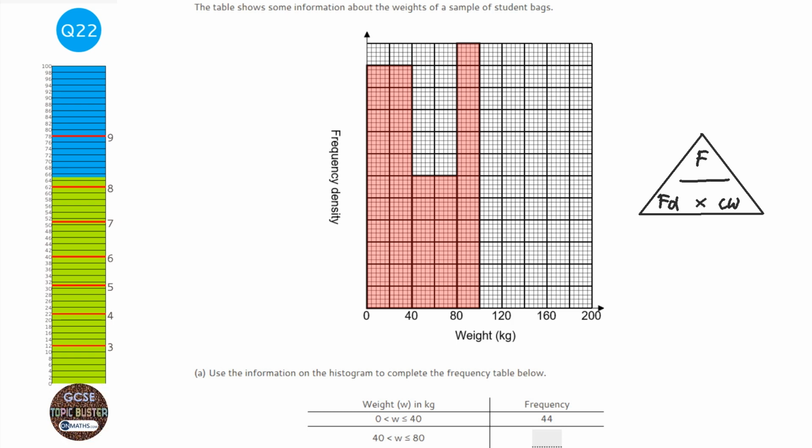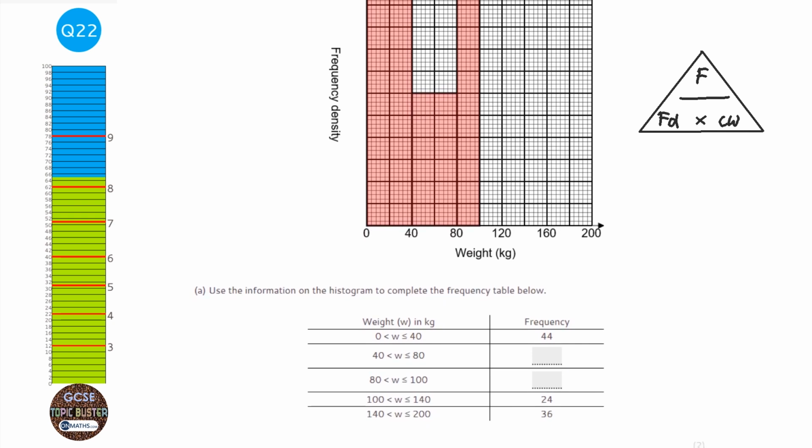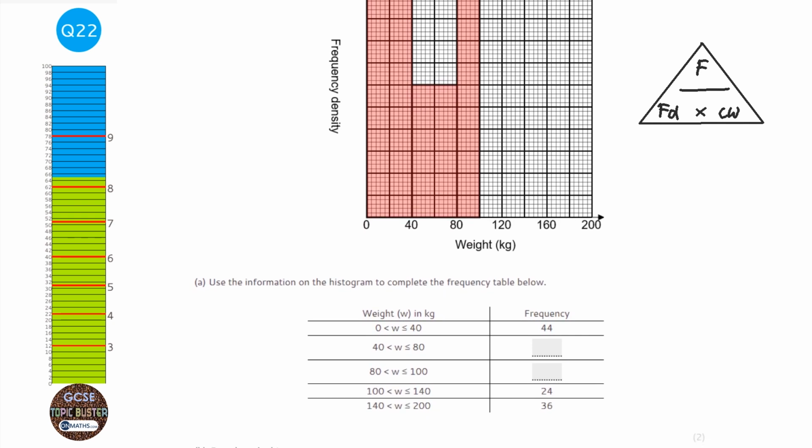And it works the same way as speed, distance, time, and all of those ones. So we know that class width, let's work out the class widths for these. That's going to be 40, that's going to be 40, that's going to be 20. And I'm just looking at the distances between the 80 and the 100, so I'm doing 100 take away 80. So the next one's going to be 40, and the last one is going to be 60.